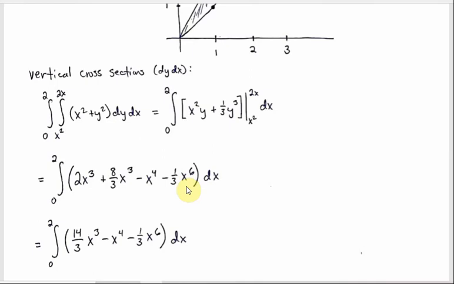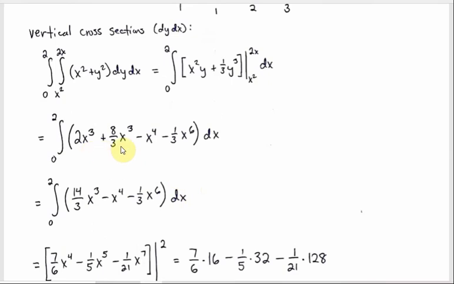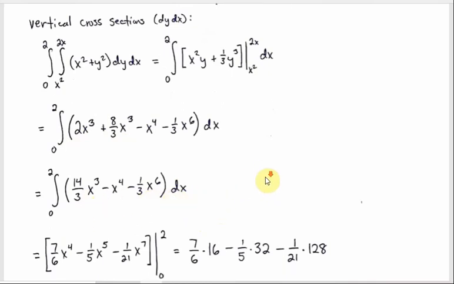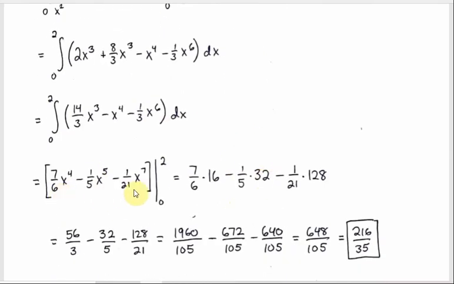And then what we're going to end up with, if you combine like terms, which you can do with those first two, is 14/3 x cubed minus x to the 4th minus 1/3 x to the 6th. And then integrating that with respect to x isn't too bad, right? You end up there. You've got to evaluate that where x is equal to 0 and then where x is equal to 2. Where x is equal to 0, you just get 0. But then you just have to sub in 2s for the x to the 4th, x to the 5th, and x to the 7th.